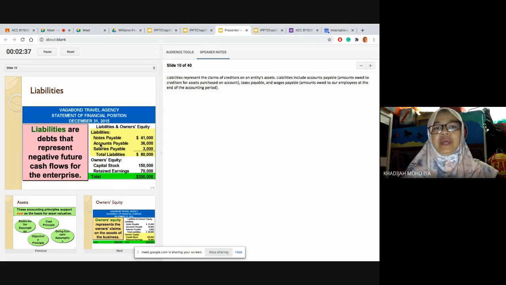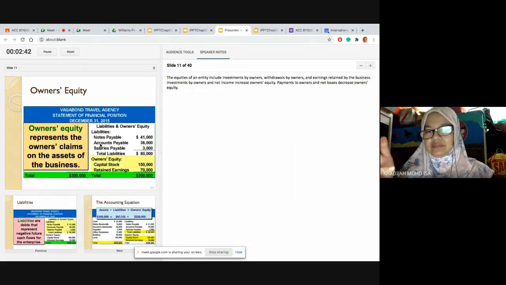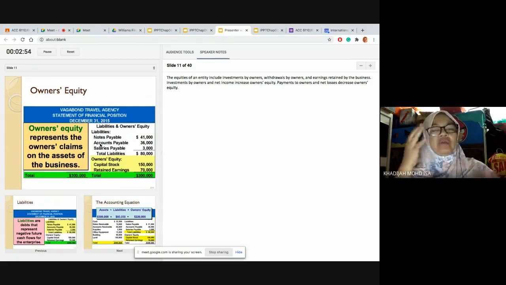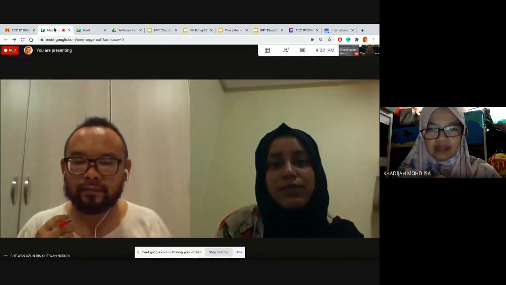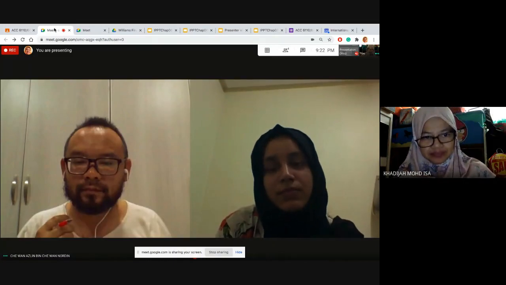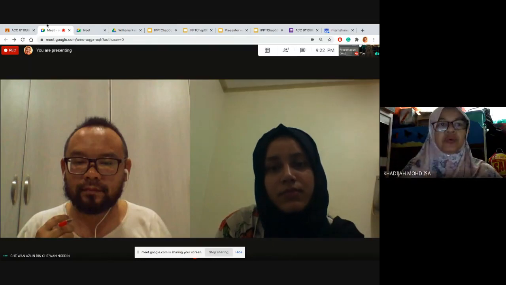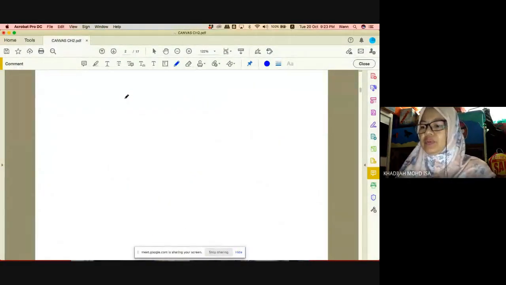And then you have owner's equity, which we normally write as OE. Owner's equity represents the owner's claim on the assets of the business. So you have a business. When you want to set up a business, you must have capital in the business. Have you heard of capital? You have to put money into the business. Remember, you have your assets minus liabilities plus owner's equity. This is how it works.